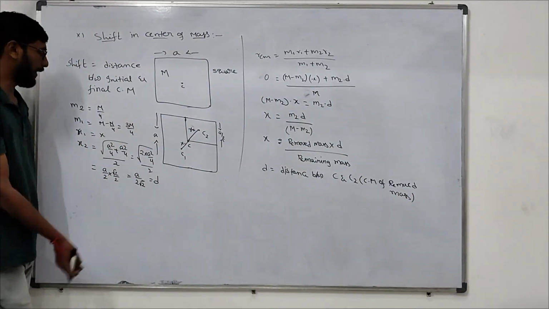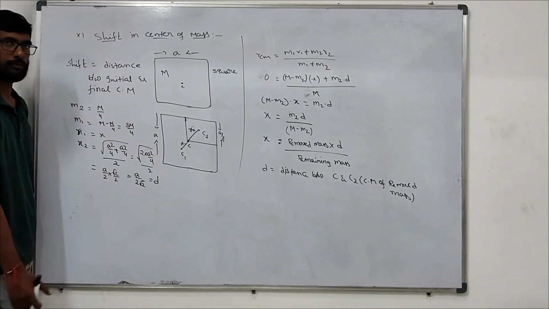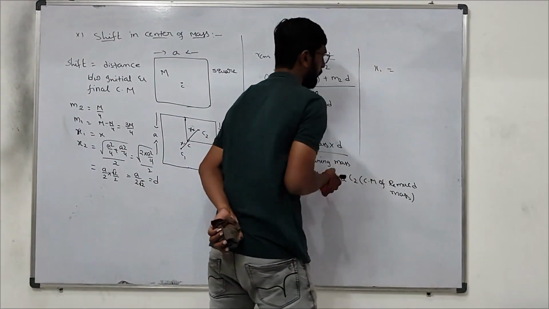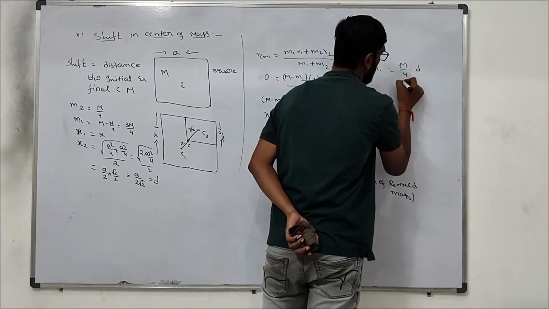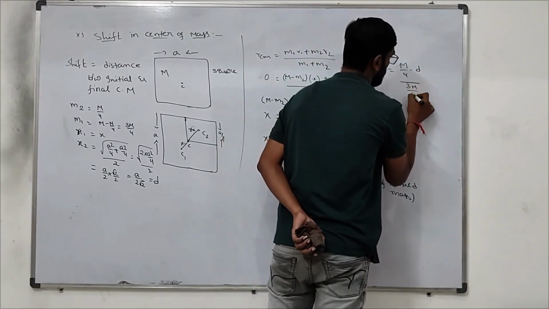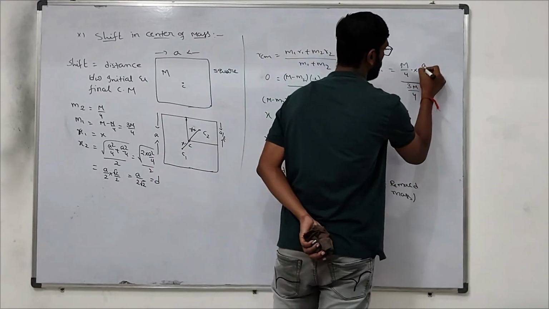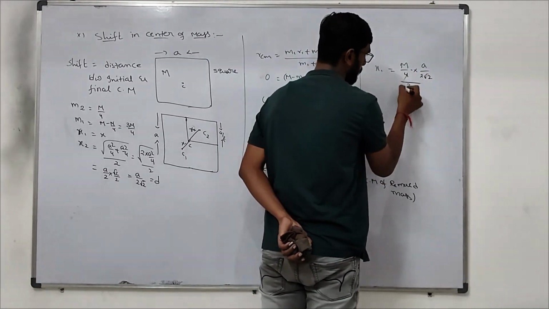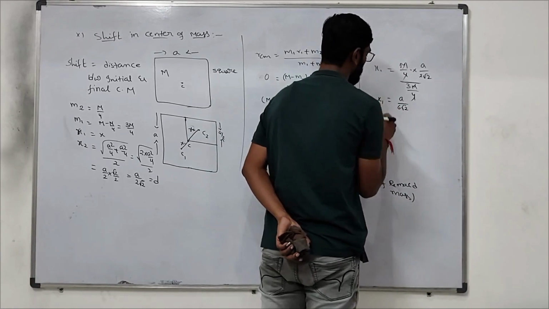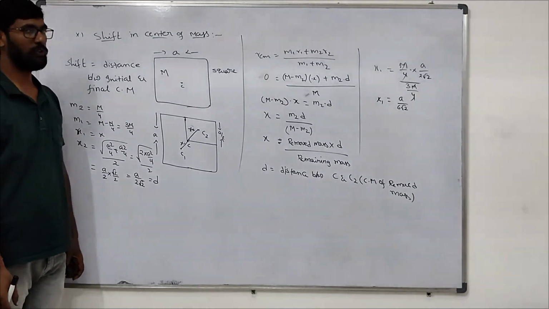Now you can substitute. The removed mass means what? M by 4. Remaining mass is what? 3m by 4. M1 is remaining mass, no? So if you substitute there, x1 will be equal to removed mass, m by 4, into d, by 3m by 4. D value also you know. D value is what? A by 2 root 2. So 4 gets cancelled, m gets cancelled. A by 6 root 2. X1 equals to that. Right. So that is how we will find shift in center of mass.